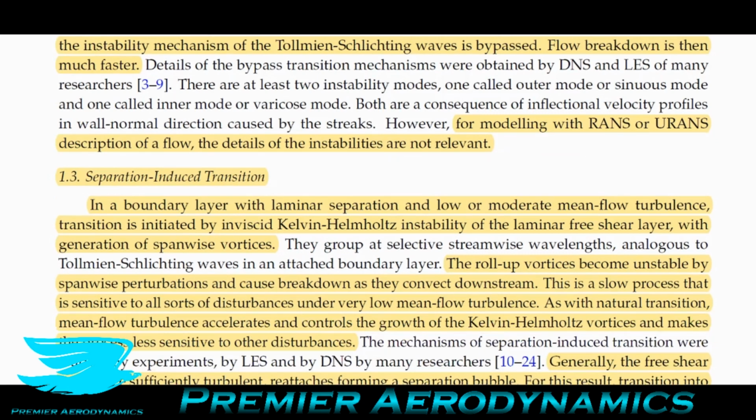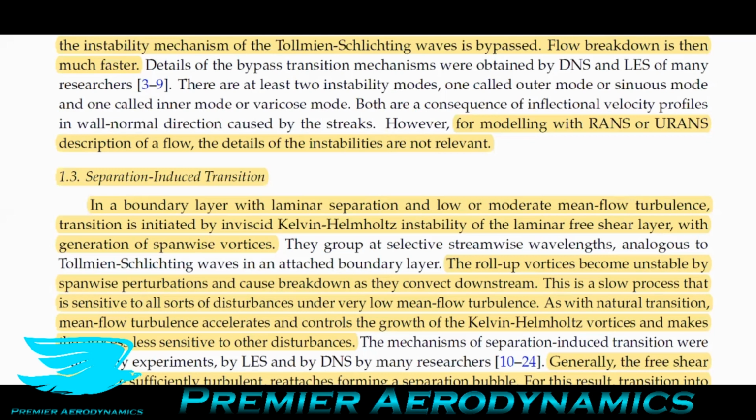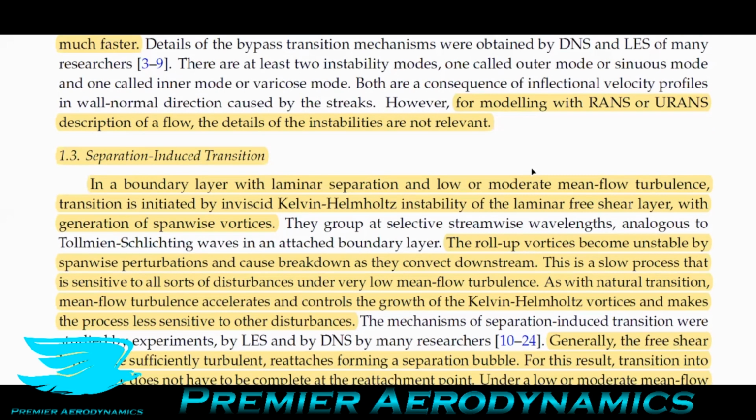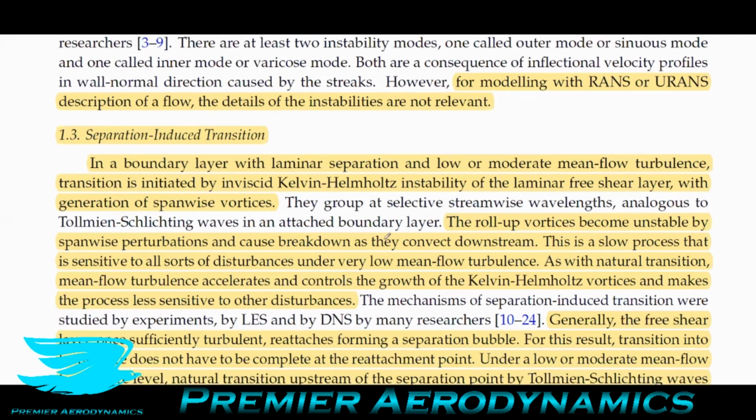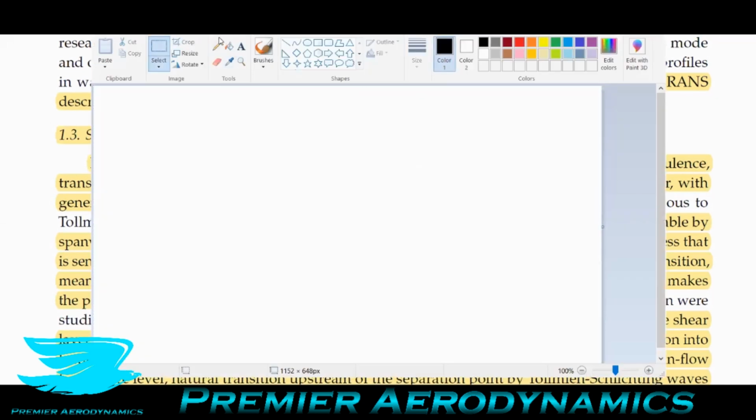Let's talk about the third type now. The third type is separation-induced transition. If you've listened to our other podcasts, you'll know that we've talked about LSBs a lot. A laminar separation bubble is, let me draw this out here, where you have, say, just a flow over a table, and the flow is coming along it. It's laminar to begin with. Then at some point it will detach, and then it will reattach at another point downstream and continue along its way.